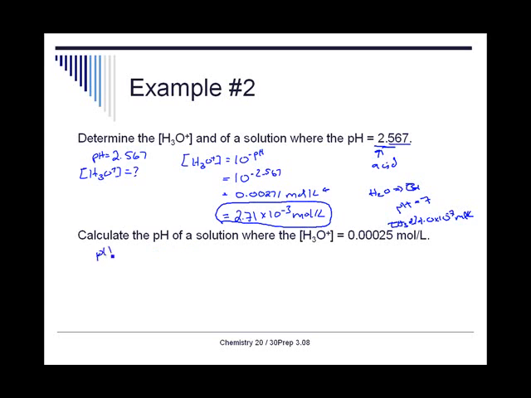So we're looking for pH. We've been given the concentration of hydronium ions, 0.00025 moles per liter. And so we're going to use the first version of our formula, where pH is equal to the negative log of 0.00025 moles per liter.